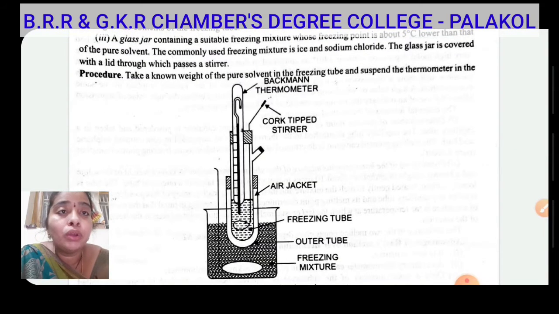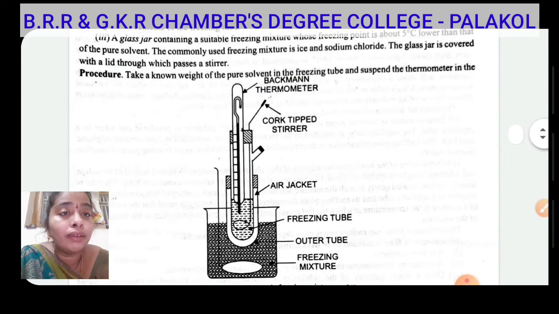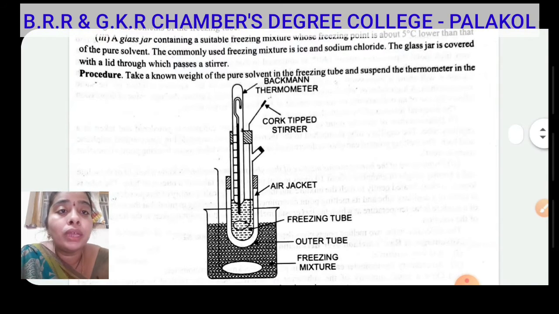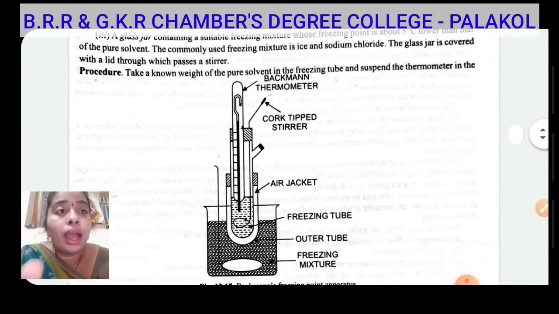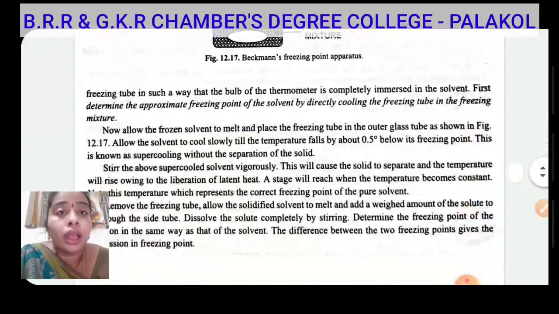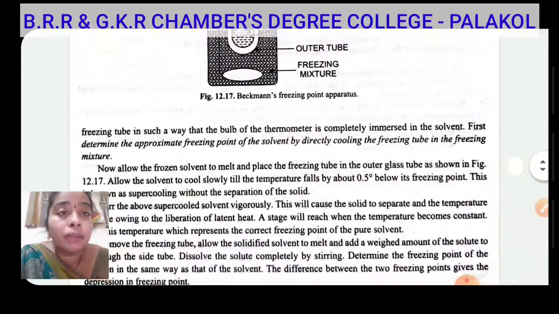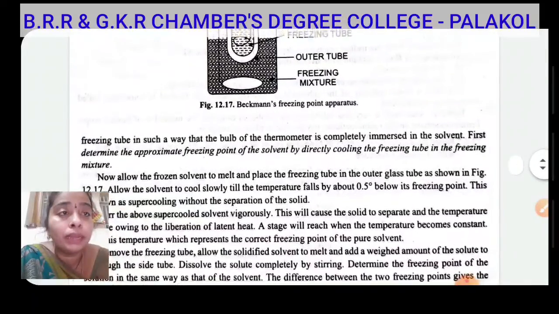Take a known weight of the pure solvent in the freezing tube and suspend the thermometer in the solvent, in such a way that the bulb of the thermometer is completely immersed in the solvent.